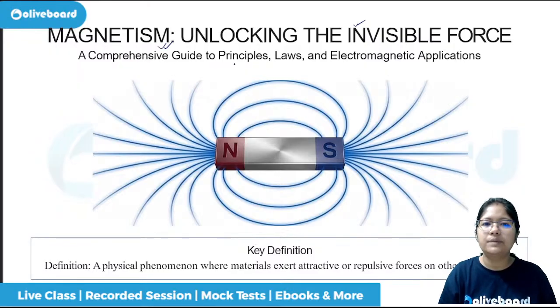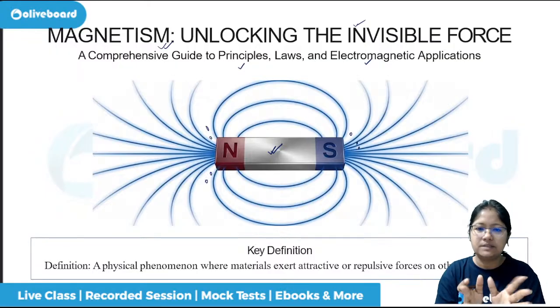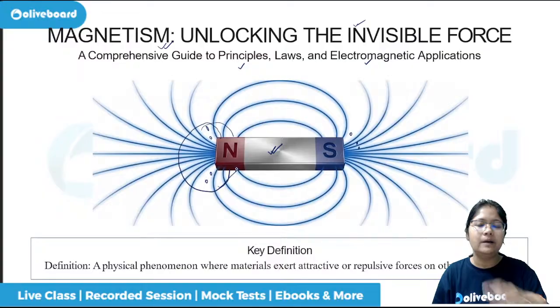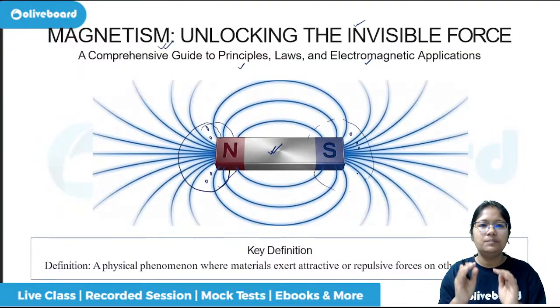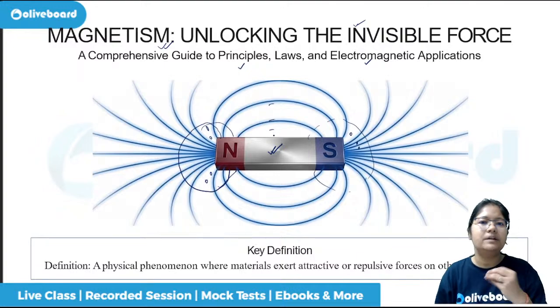A comprehensive principle, law, and electromagnetic applications, that is what we are going to see. So take any piece of magnet and bring some iron nails near it, a bunch of small iron pieces. You will observe that these nails are attached more to this end and to this end. At both ends they will be completely attached, and in the middle region the attachment will be comparatively less.